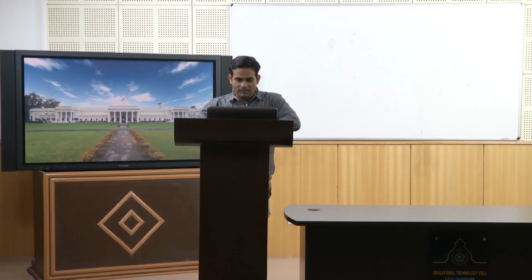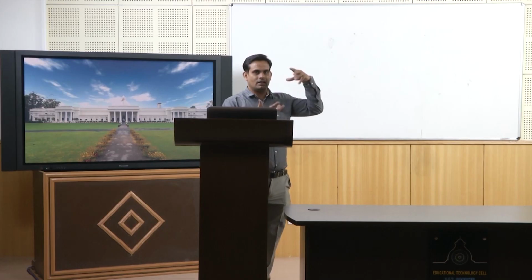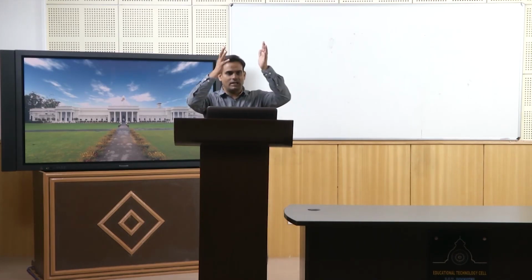So, for example, calculate the moment of inertia of a cylinder defined by x square plus y square equals 1, z greater than or equal to 0 and z less than or equal to 2, when it is rotated around the x axis, y axis and z axis. So, the moment of inertia about the x axis, Ix, is given by, z from 0 to 2. Now, x square plus y square equals 1, so this is a cylinder of radius 1 along the z axis.